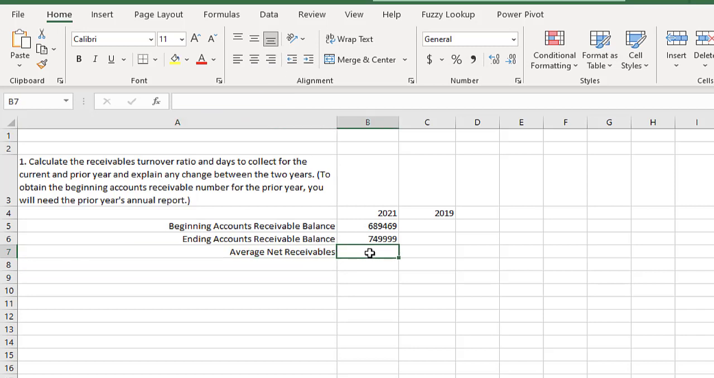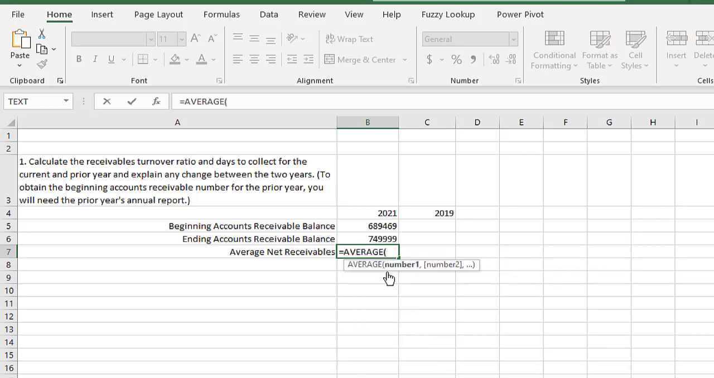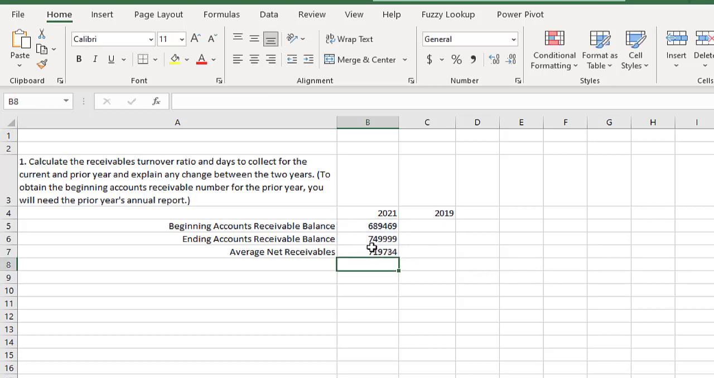So I'm going to use a formula. So I'm going to go equal average, and you can see there's my formula right there. And I'm going to just highlight these two cells, close my parentheses, and there's my average right there. You can see my formula, equal average and my two cells. All right, I'm good for that.